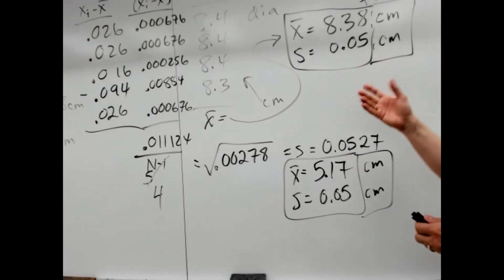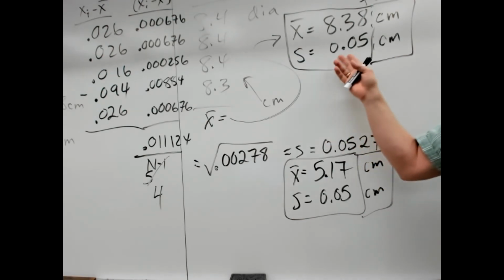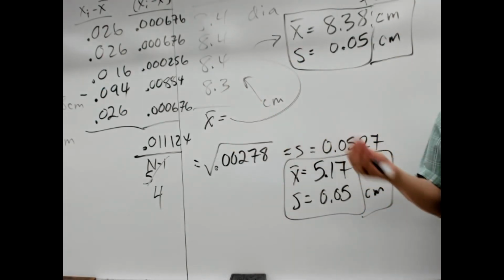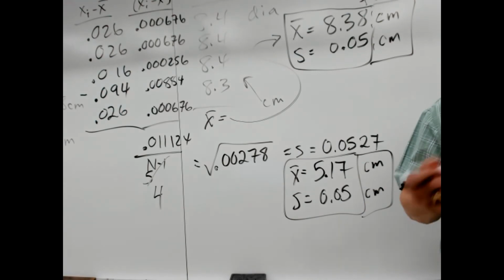Now if we were to do the pooled standard deviation, I was kind of hoping they would be different, but they're exactly the same. So we're going to get 0.05. But let me at least show you how you would calculate the pooled standard deviation.